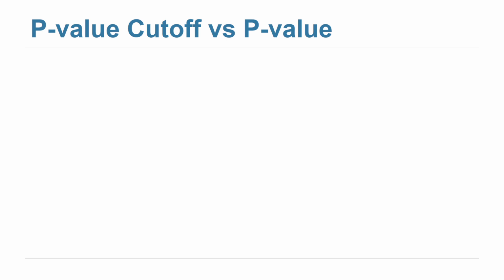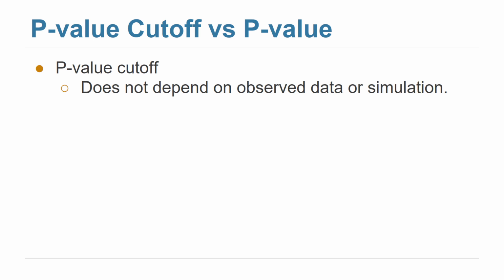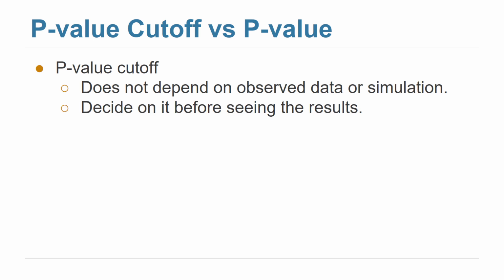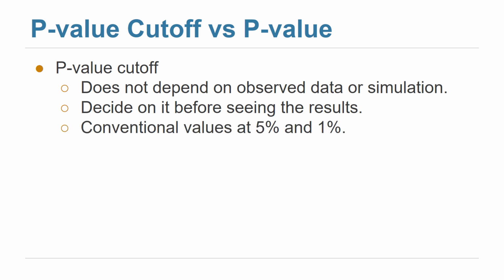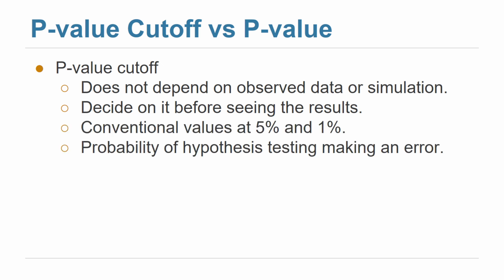So quickly, a comparison between the p-value cutoff and the p-value. The p-value cutoff, which is what we call the significance level also, doesn't depend on the observed data or simulation. This is a cutoff point that we will compare with. It's not computed from the observed data at all, and not even computed from the simulated samples. It doesn't depend on any of them. It is set before seeing the results, before doing the experiment, before doing the test. The conventional values are 5% and 1%. And that's the probability of hypothesis testing making an error.